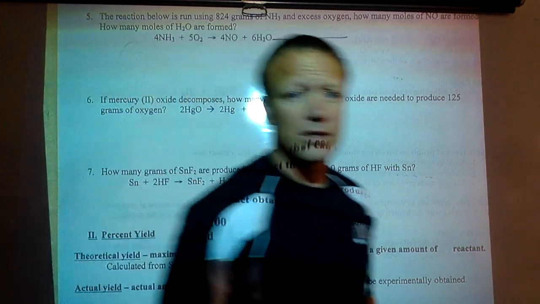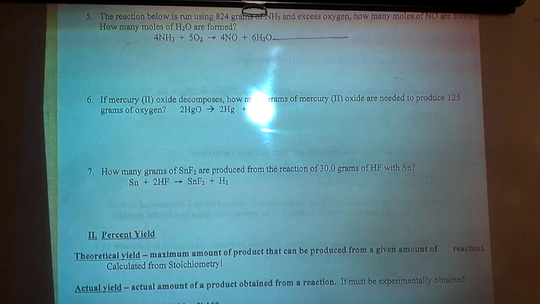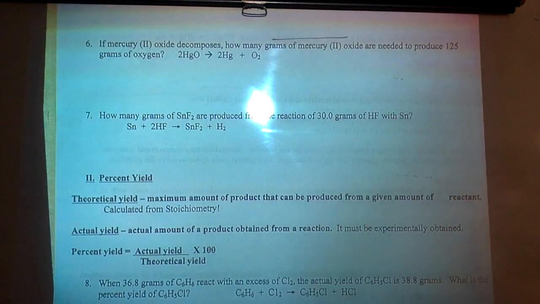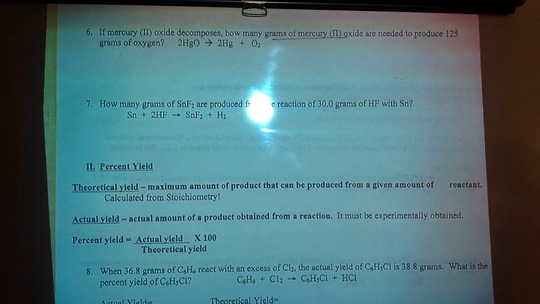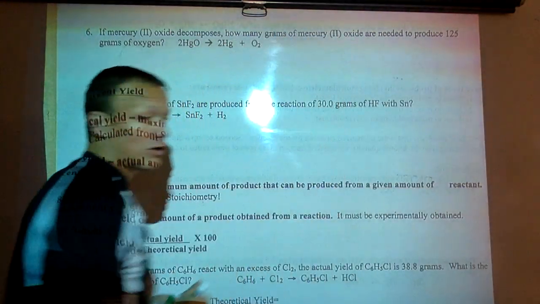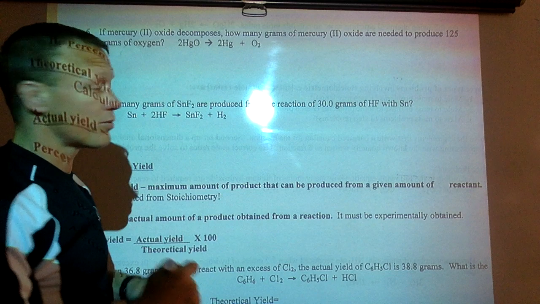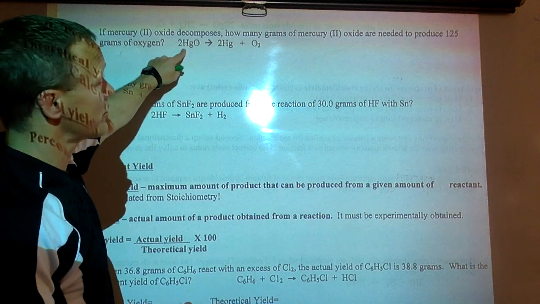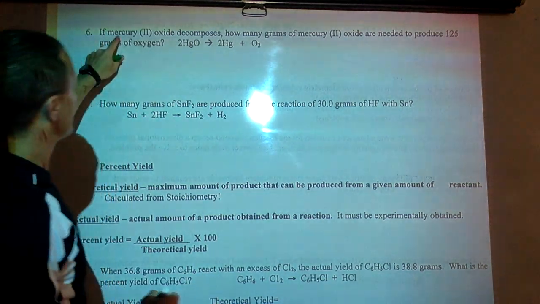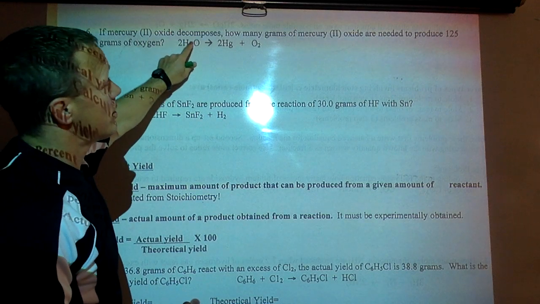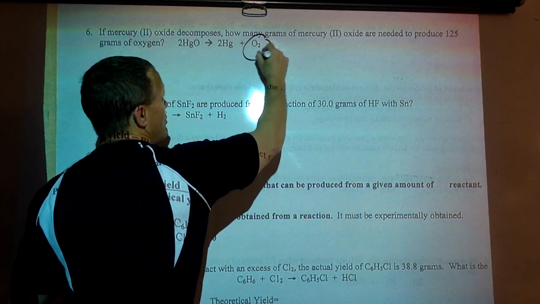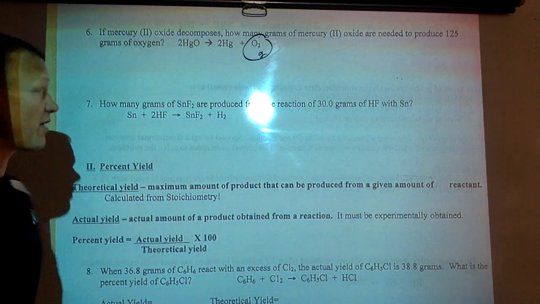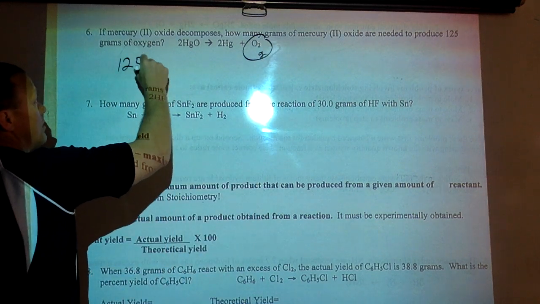Let me move this so we can see it just a little bit better. So this question is going to be a grams to grams problem. Again, it's number 6 in your notes. It's saying if you have 125 grams of oxygen produced, so it's starting with grams of oxygen. It's giving us 125 grams of oxygen, so we're going to start with that.